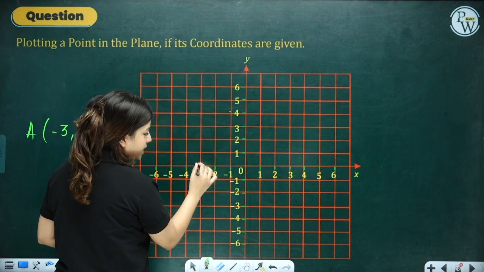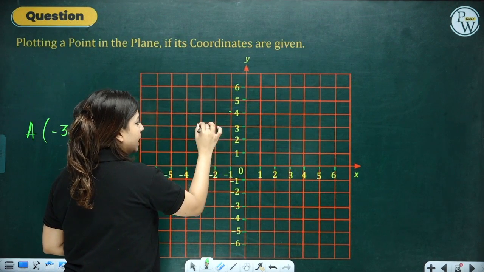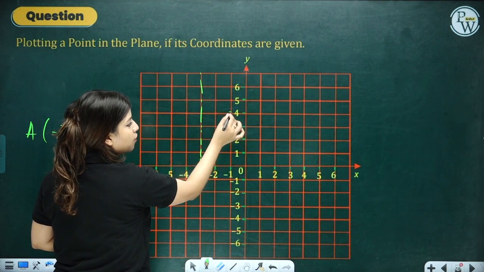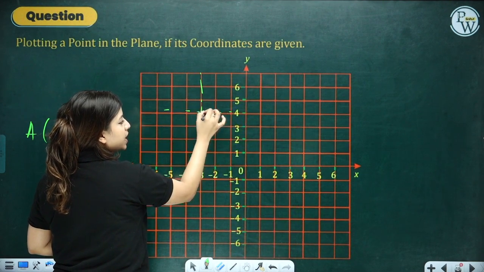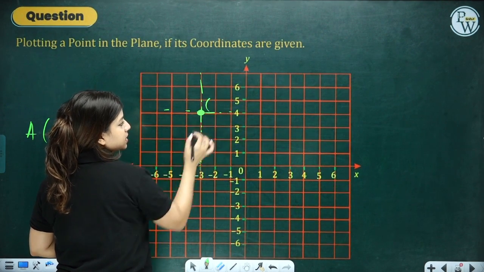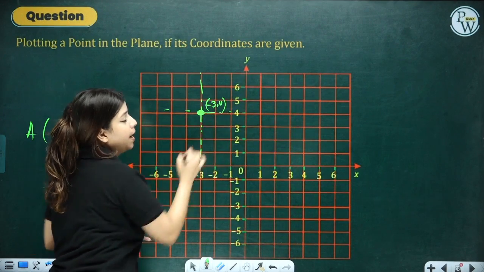See, x is -3, so draw a line like this. y is 4, draw a line like this. Wherever these two lines intersect, this is the point (-3, 4).